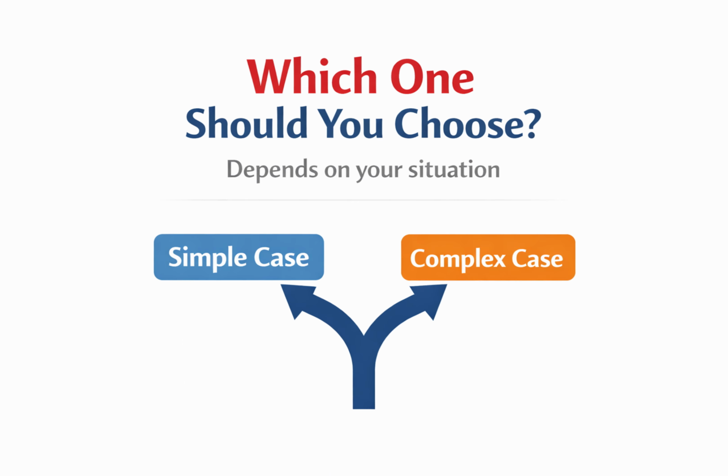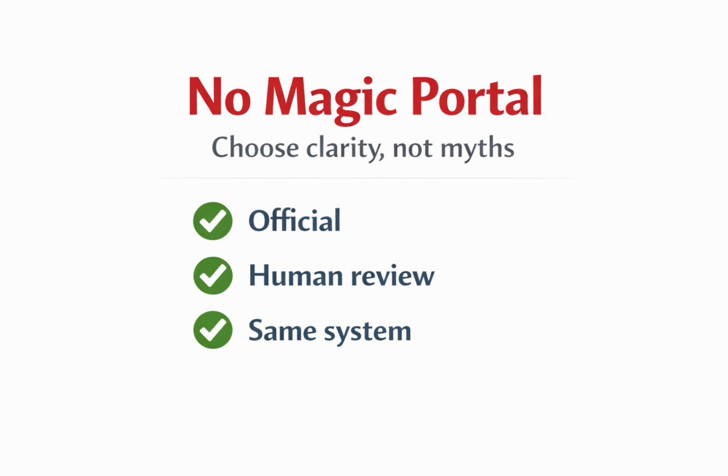Now that we've covered that, let's talk about which option you should choose. If you have many documents, need to upload detailed explanations, or have a more complex situation, GCKey is often the better option because it gives you more control over your uploads. If your case is simple, you prefer filling information directly online, and you want a more mobile-friendly experience, the IRCC Portal may be more suitable for you. In the end, both options are official and valid. The best choice is the one that helps you submit a clear, complete, and well-organized application.